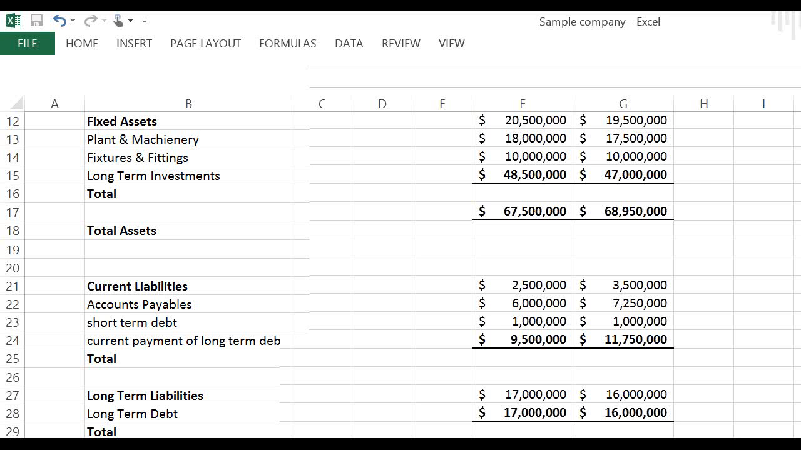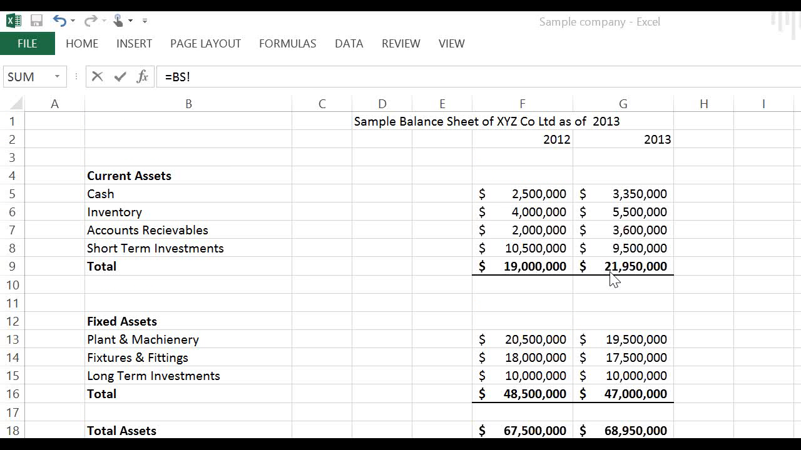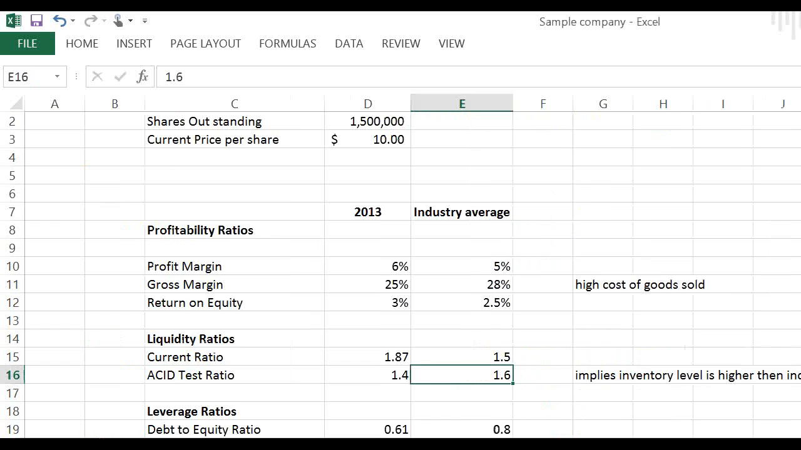So the acid test ratio is 1.4, but the industry average is 1.6. So this basically implies that the company has higher inventory levels compared to the industry. So basically what this means is that other companies in a similar industry are doing the inventory management much better.